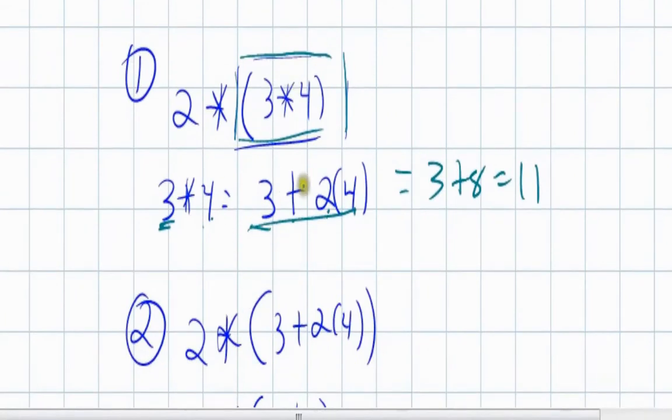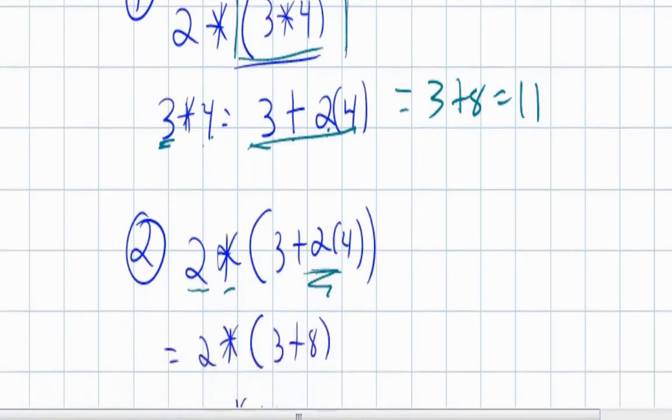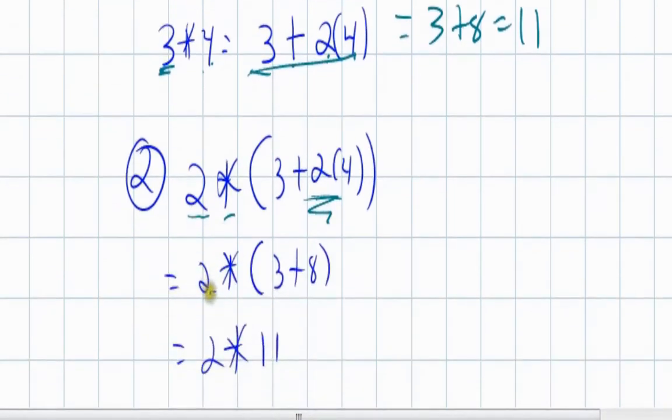So I rewrote it, and instead of the quantity 3 star 4, I wrote the quantity 3 plus 2 times 4. And remember that you're still going to do something with that once you figure out the inside. You have to take 2 star whatever you get. So I went ahead and solved, and I said 2 star times the quantity 3 plus 8, which is 11. So now I have 2 star 11.